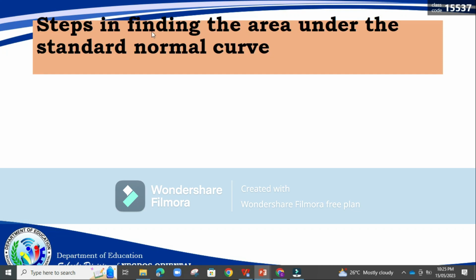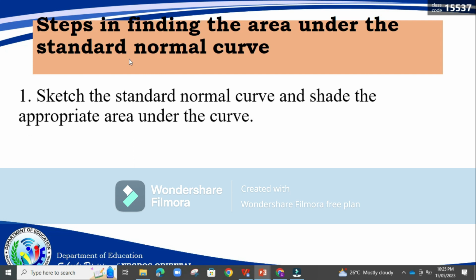So, steps in finding the area under the standard normal curve. First, you have to sketch the standard normal curve and shade the appropriate area under the curve. You might be wondering what the purpose of those numbers is. Later on you will understand.